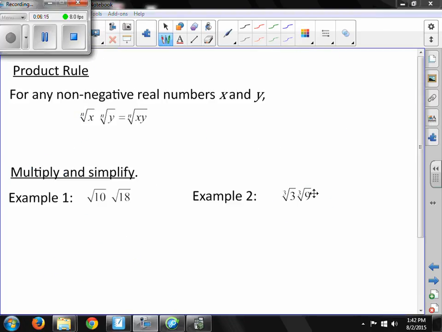Going on with the product rule, the nth root of x times the nth root of y gives us the nth root of x times y for any non-negative real numbers x and y. I can use this in order to multiply and simplify the square root of 10 times the square root of 18. We know that they're both square roots. They have to be the same index. They either have to both be square roots or both be cube roots, or they have to have the exact same index. So if I have the square root of 10 times the square root of 18, I'll have the square root of 180 because 10 times 18 is 180.